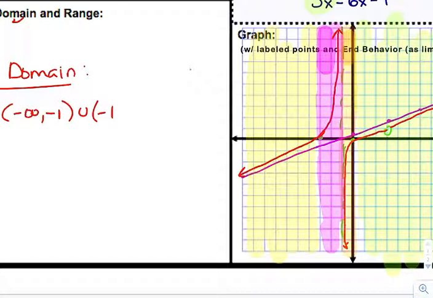We'll start again after -1. That's our asymptote. Go to our hole at 3. And then after 3, go all the way to infinity. So we have 2 breaks in our graph. That means we have 2 breaks in our domain.